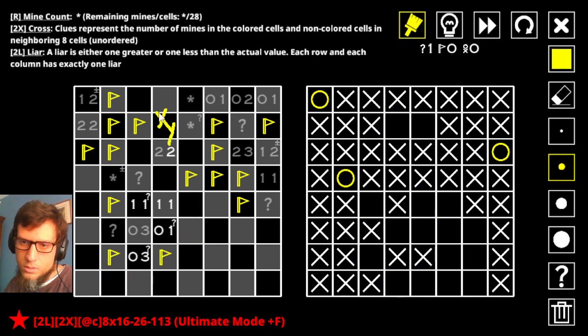Alright, let's say this is a mine. And that's lying, and these are all... Wait, that doesn't tell me anything though. What the heck? I guess I just have to try this and see what happens, right?